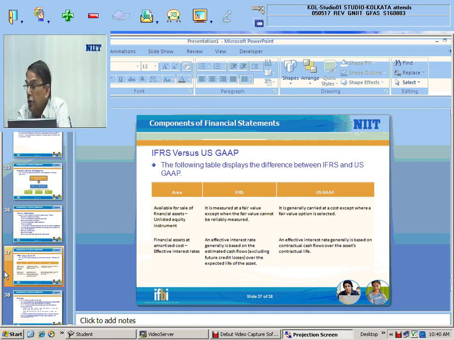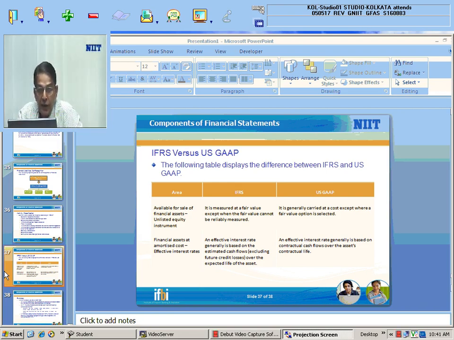The problem is for unlisted equity instruments, measuring the fair value can sometimes be very difficult. For listed equity instruments, the market price is available, so you can always determine the fair value. But for unlisted equity instruments, it is sometimes difficult to determine the fair value in the absence of market data. So in IFRS, it is normally measured at fair value, except when the fair value cannot be reliably measured. Under US GAAP, it is generally carried at cost except where a fair value option is selected. So this is one area.